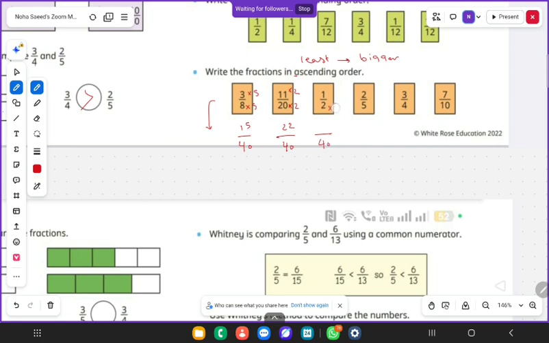And here's 40. How can I make it by 20? By 2. It will be 20 over 40. Here, 40. How can this 5 be 40? By multiplying by 8. I have to make the same thing in the numerator. So 2 multiply 8 equals 16. And here, to get 40, multiply by 10. It will be 3 multiply 10 equals 30. And here, to be 40, I will multiply by 4. It will be 28. Now, can I compare?